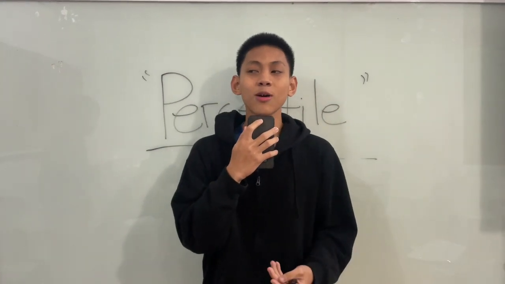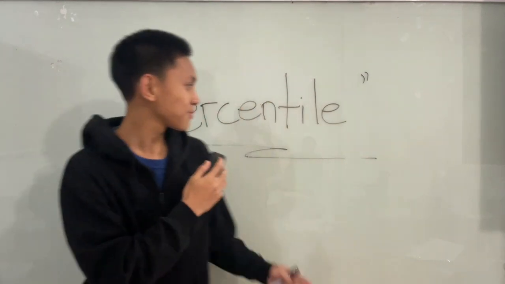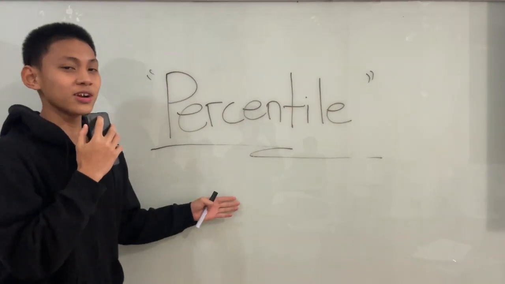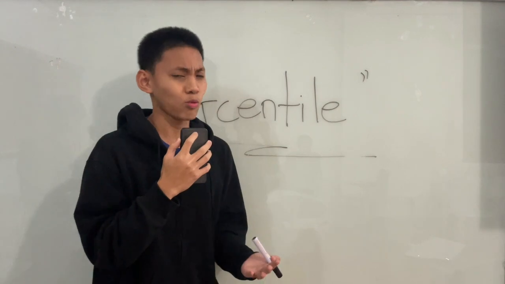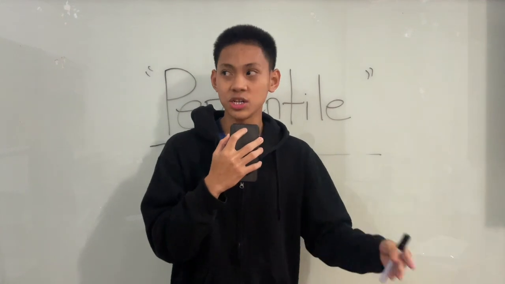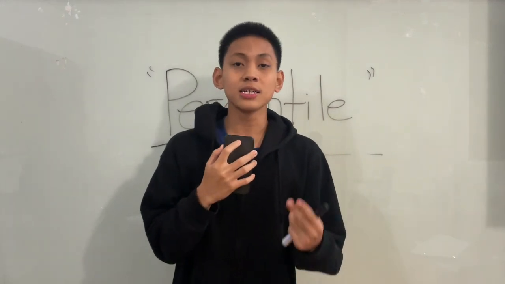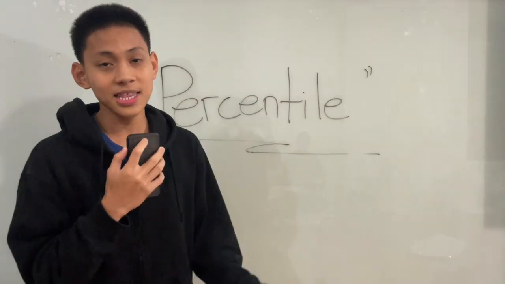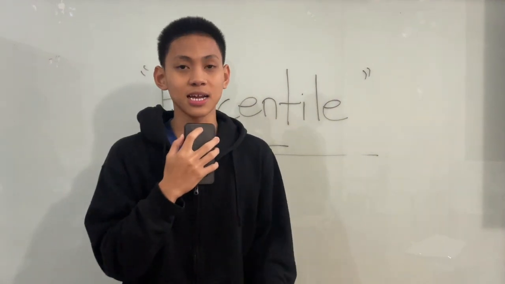Today we'll be going to discuss about the percentile. So first, let us discuss what is percentile. Percentile divides data into 100 equal parts. There are two types of percentile, which is the grouped percentile and the ungrouped percentile.